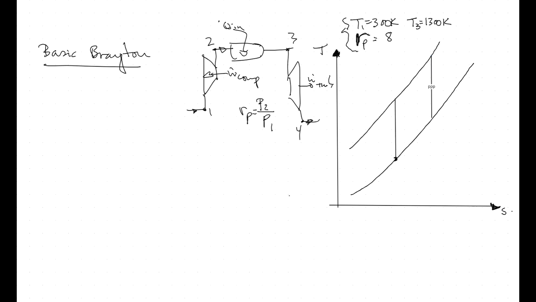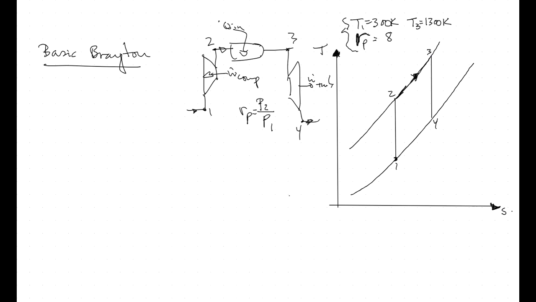We have the pen, so this is state one, state two, state three, state four. Oh, I see, it made the wrong shape. Sorry. Okay, we have the pen. So state one, two, three, and four, like this. So this is our Brayton, the outline of our basic Brayton cycle.